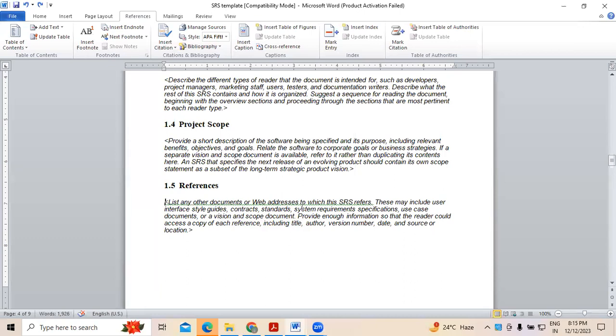But when it comes to the references, what I'm trying to say is that references is not something that we type. References is something we have to update in the insert citations, where with insert bibliography, you will be getting all the information. So that's what I want to say.